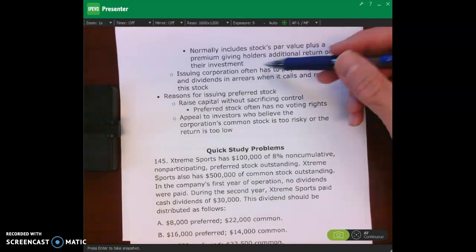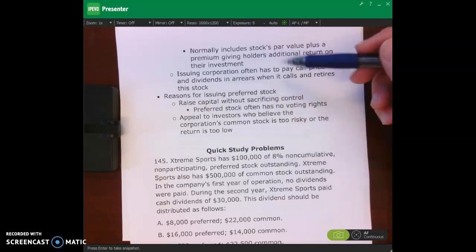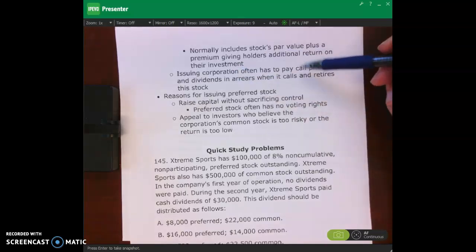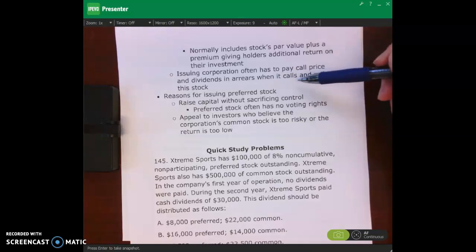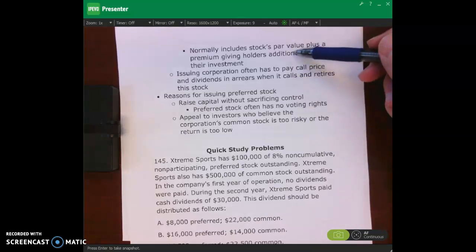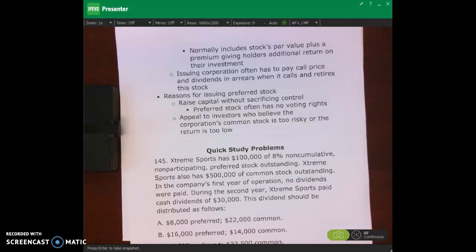Normally includes a premium. So that's what I'm saying right over here. That issuing corporation is going to have to pay the call price plus those dividends in arrears when it calls and retires that stock, and it's going to be generally a premium because you have to compensate those preferred stockholders, because they're saying, well, you can call in my preferred stock and I want to be compensated for that risk. Okay?